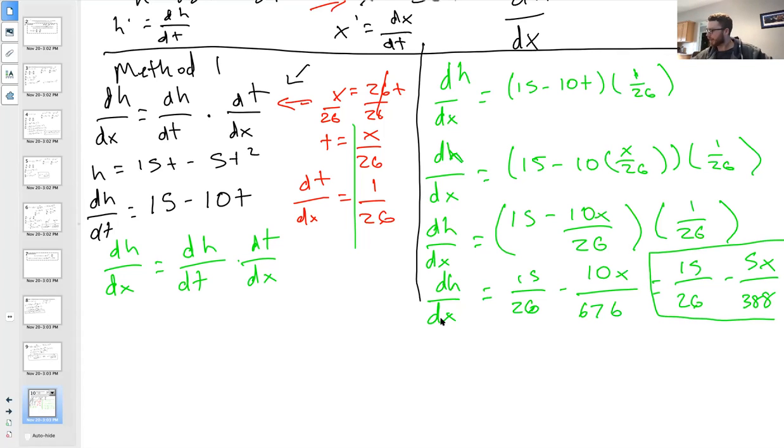So this is how fast the height is changing with respect to its distance. Depending on where the x is, we can find the height in that formula. That is the rate of change for the height and its relationship to its distance.